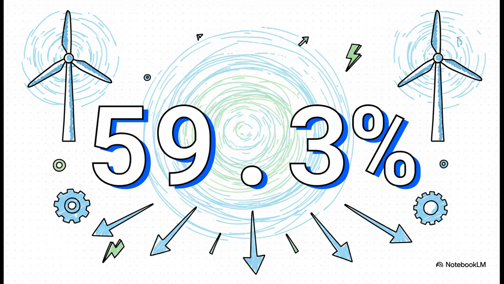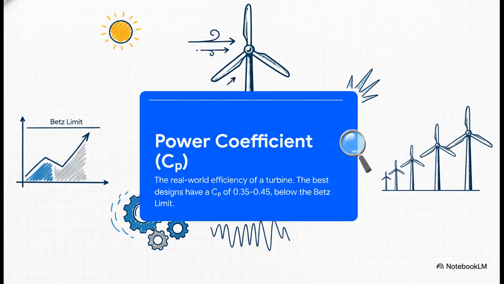And it's not an engineering problem. It's a fundamental law of physics. It means that no matter how smart we get, no matter how amazing our technology becomes, we can never build a wind turbine that's more than 59.3% efficient. It's literally impossible. And of course, in the real world, we don't even get that close.